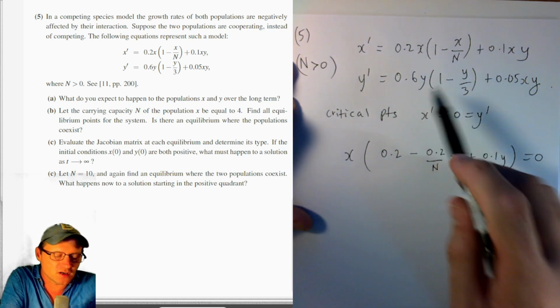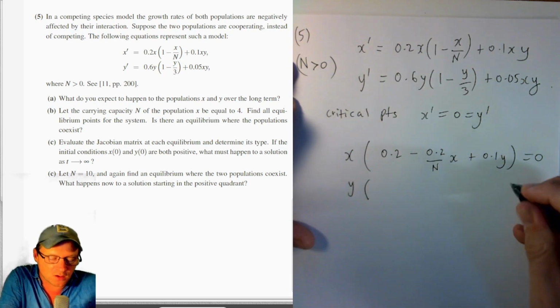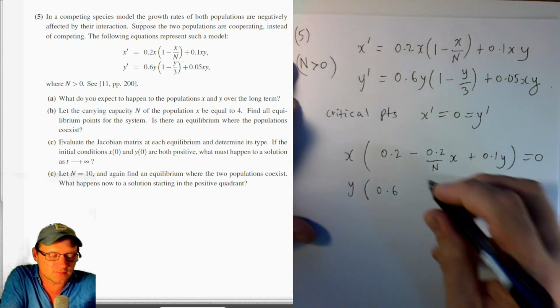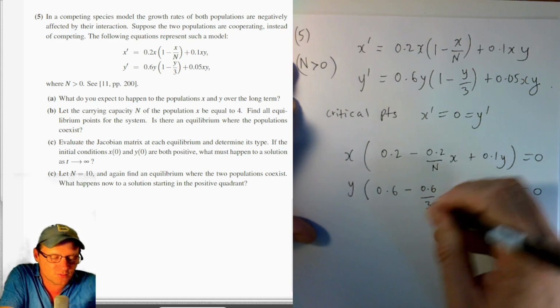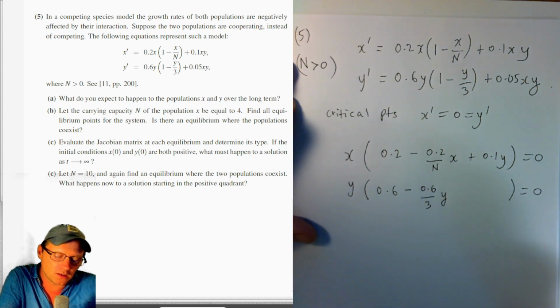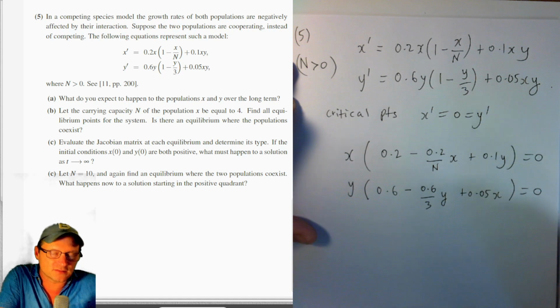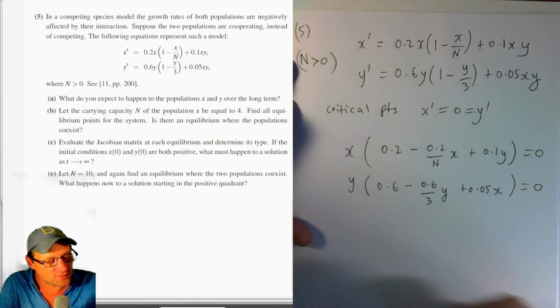Okay, I can see that there's a common Y here in the second equation. So I'll pull that out. And so we have 0.6 minus 0.6 over 3 times Y, and then we have plus 0.05 X. Okay, now let's separate cases very carefully.